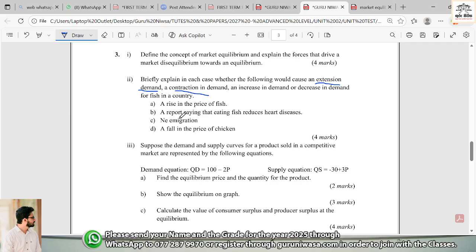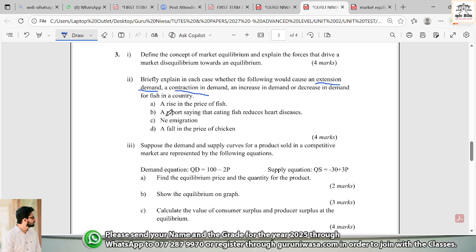Yes, sir. Next one, B, a report saying that eating fish reduces heart diseases. Tell me, does it belong to change in quantity demanded or change in demand? Change in demand. Yes, something different, the other factor actually. Here demand increases. The positive impression has a positive impact on demand. Then demand will increase.